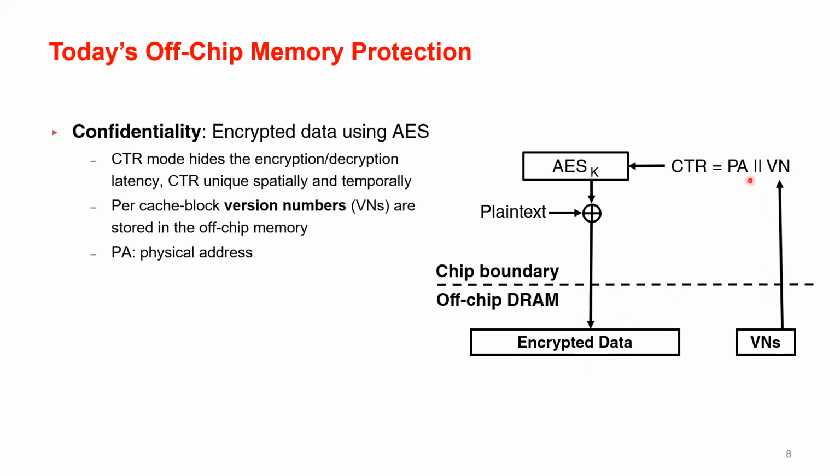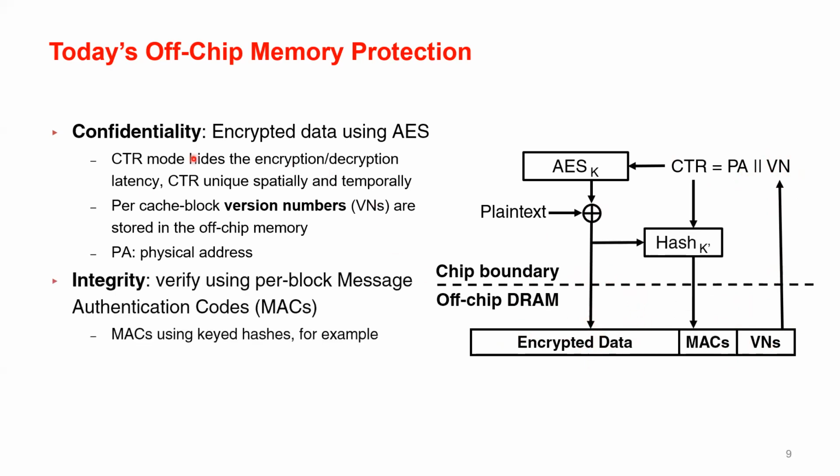Because the VNs are per memory block, they are very large in number themselves. They cannot all be stored on chip, so they must be stored in external memory and fetched back when the data itself is fetched back for decryption. Moreover, for the integrity of the data, we also need to store MACs, which are message authentication codes, calculated using cryptographic hash functions. They are also fetched back when the data is fetched back for decryption.